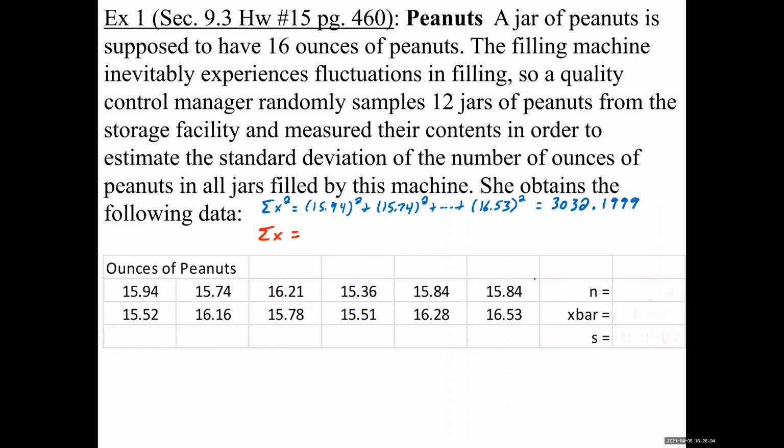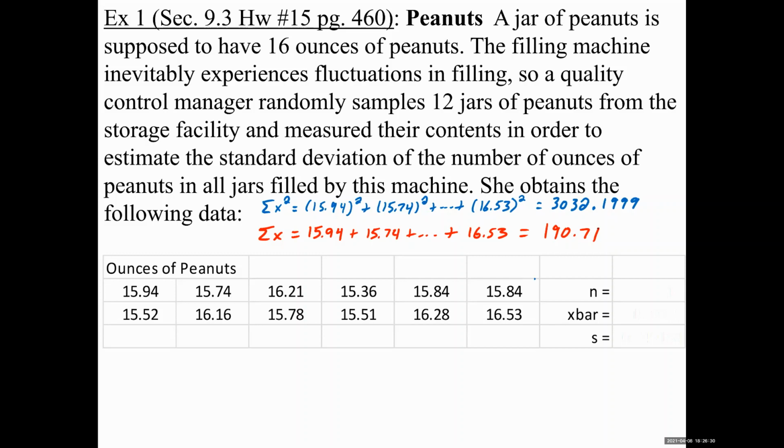Sum of x means, remember, x stands for your data. These are the x's, and it just says add all your x's. Just add the data. You don't square them this time. You just add the numbers: 15.94 plus 15.74, and the dot dot dot means keep going for every number in your data set until the last one. When you're done with that, the answer is 190.71.